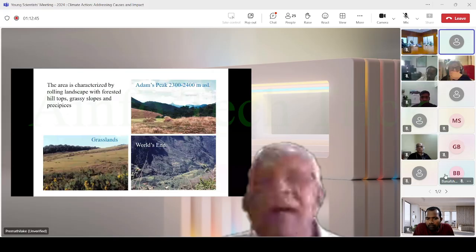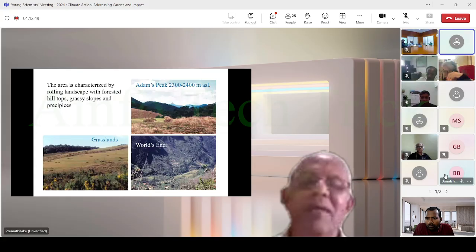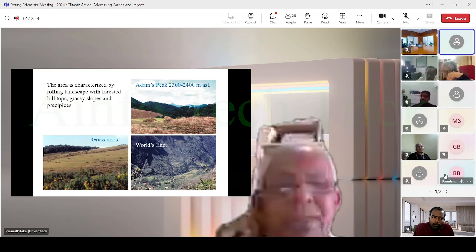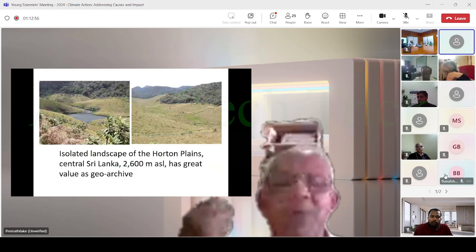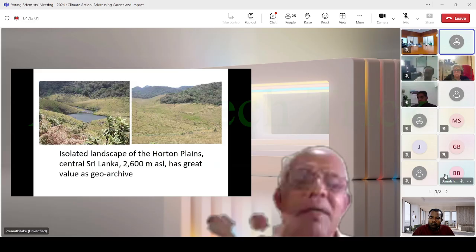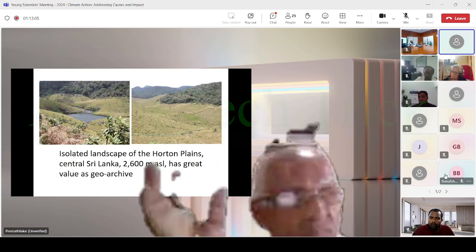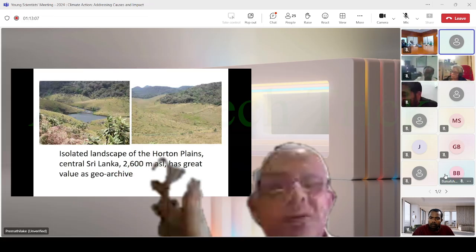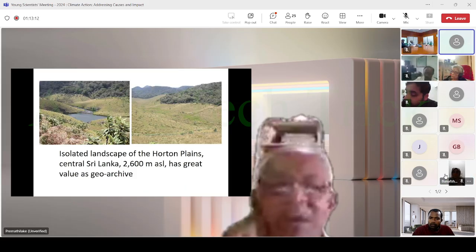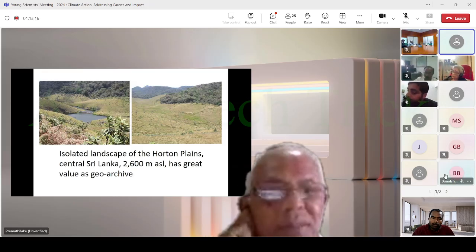Actually, the area, I would happily say, is like a black box which contains a lot of information about the past. This isolated landscape is called Horton Plains, which is one of the national parks located in this area. It is very much isolated by high ground, 2,600 meters above sea level, which makes very valuable archives to contain a number of proxies.